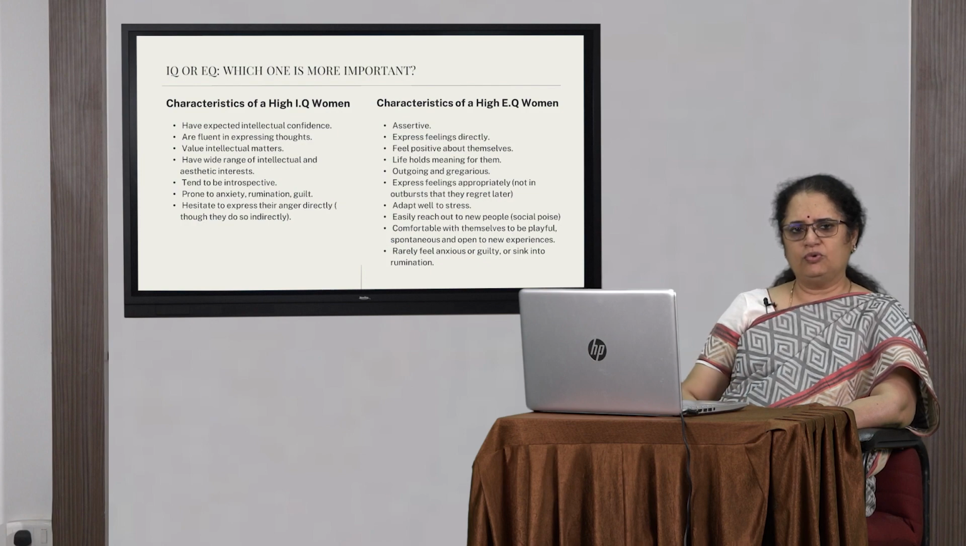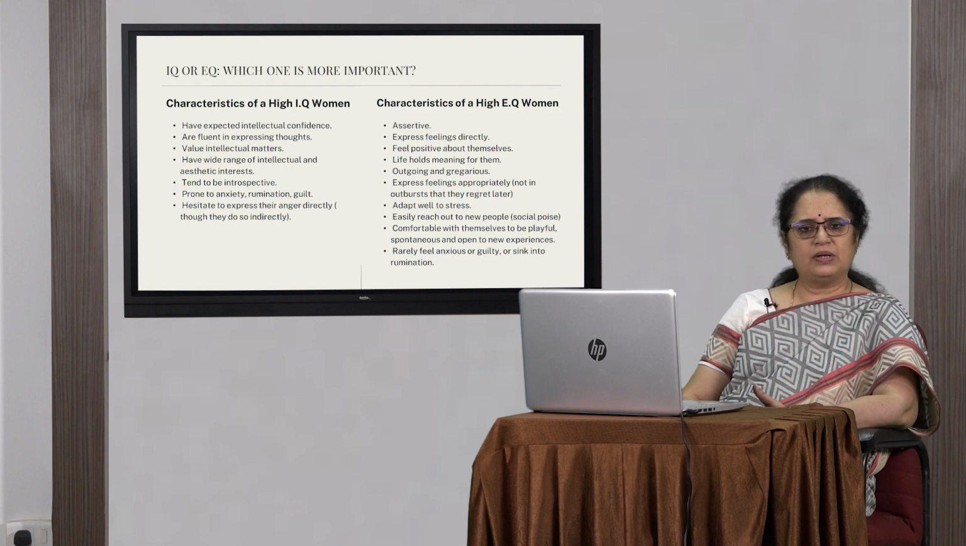But if you take EQ women on the other side, what are they showing? What are the qualities they show? They are assertive, they express feelings directly, feel positive about themselves, life holds meaning for them, outgoing and gregarious. These things are more important for them in life. They express their feelings appropriately. They do not have outbursts, and they do not have moments of regret like, I shouldn't have said that, or I should not have done that.